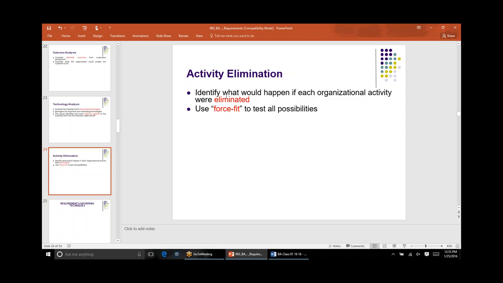Activity elimination. Another thing is activity elimination. So how do we eliminate an activity? An activity could be eliminated.